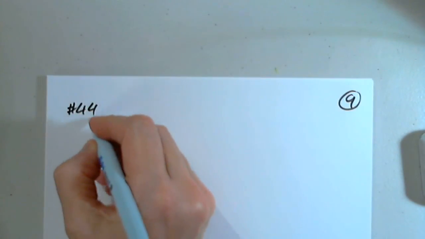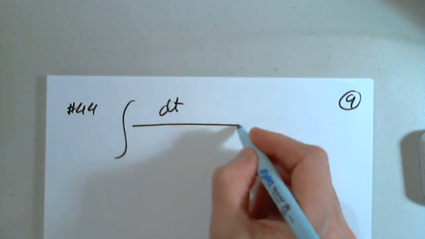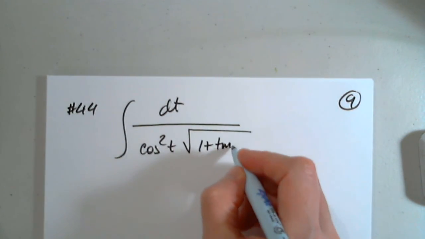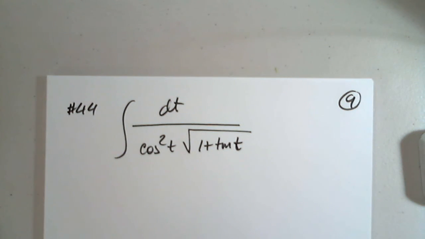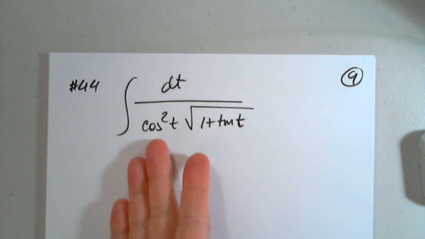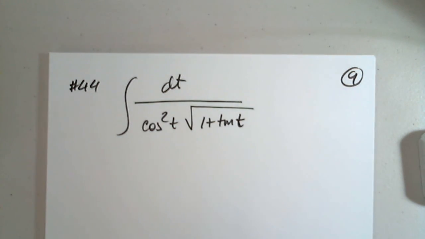It happens. Okay, 44. And we have the integral of dt over cosine squared t times the square root of 1 plus tangent t. Okay. Which piece would you like to start with? What do you think is more complicated? Because you cannot denote cosine and the inside of the square root at the same time, right? It's not possible. So we have to focus on one or the other.